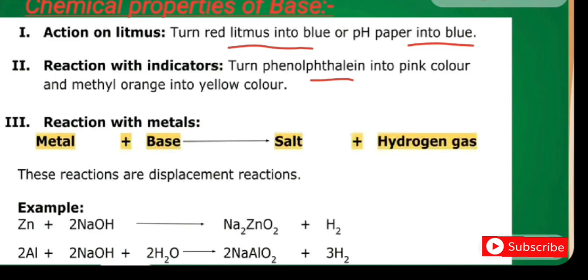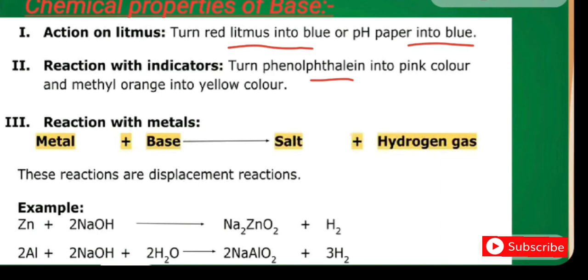So the phenolphthalein turns pink when we keep it in a basic medium. Phenolphthalein is a colorless solution. When we put the base into it, it turns pink in color. And methyl orange is orange in color. When it comes in contact with the base, it turns yellow in color. Let us know what more chemical properties there are.